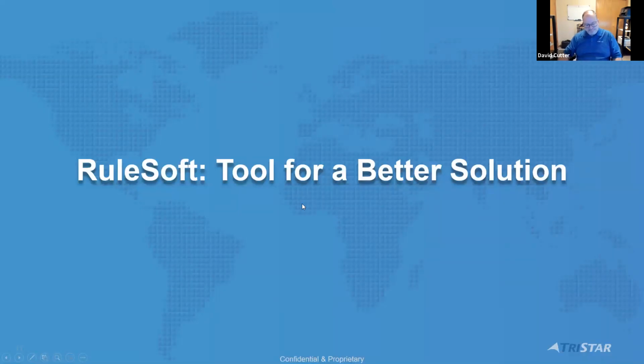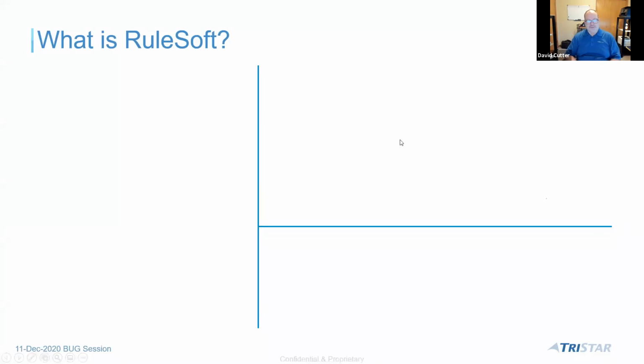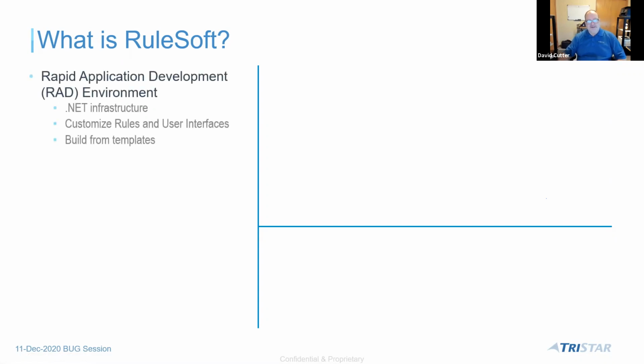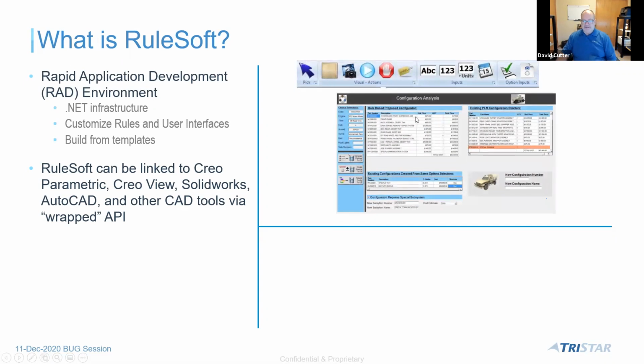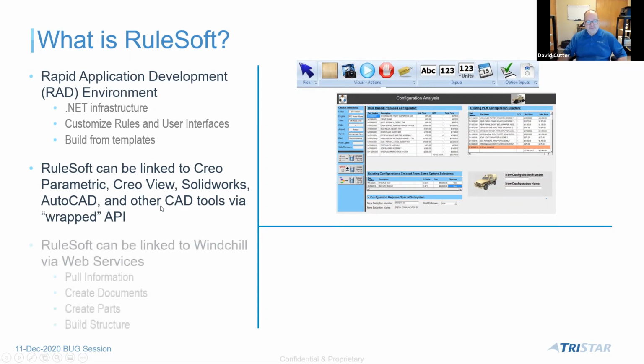So we believe we have a tool that can provide a way for you to achieve that bigger, longer term PLM part-centric approach, which we call RuleSoft. We represent that product. And what is it? It's a rapid development environment, and it can be linked to Creo, Creo View, SolidWorks, AutoCAD, and some other CAD tools. And it has a web interface. But also it can be linked to Windchill through web services.